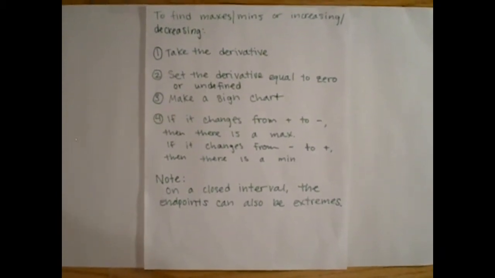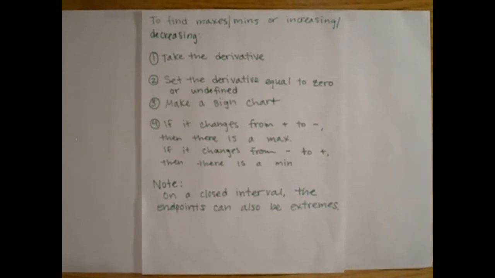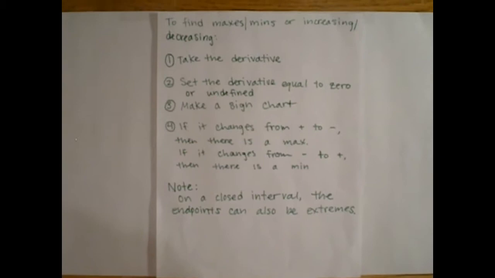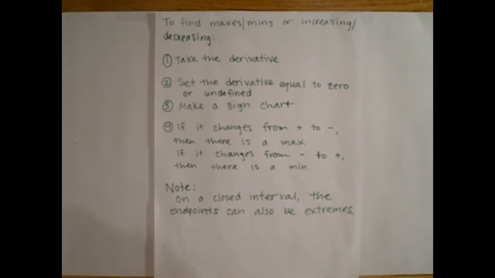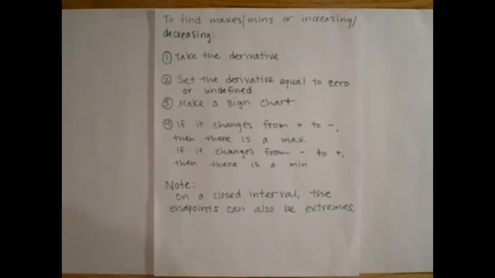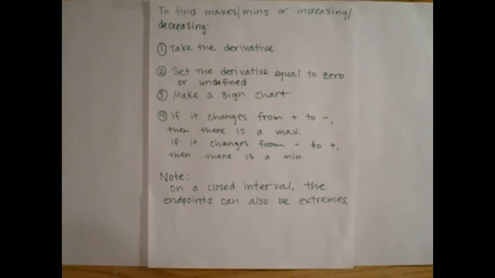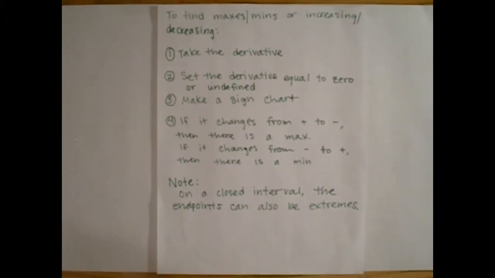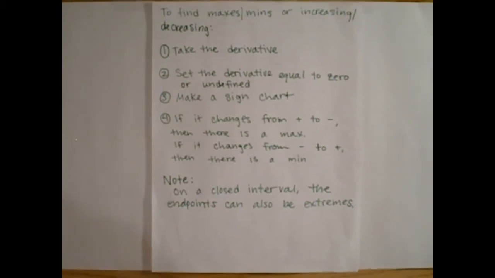If it is positive, then the original function is increasing. If it is negative, then the original function is decreasing. If the derivative is changing from positive to negative, then there is a max on the original function. If it is changing from negative to positive, then there is a min. On a closed interval, endpoints can also be extremes.